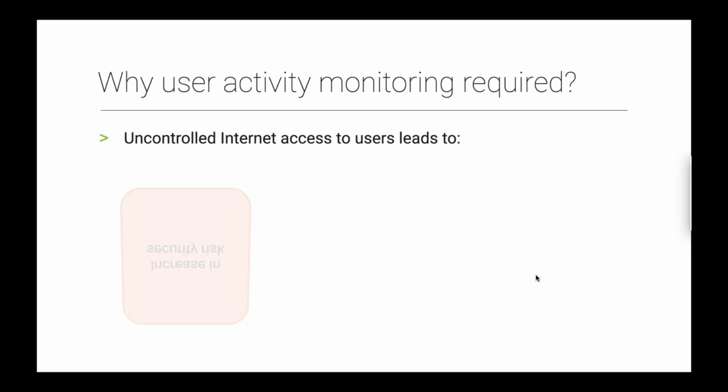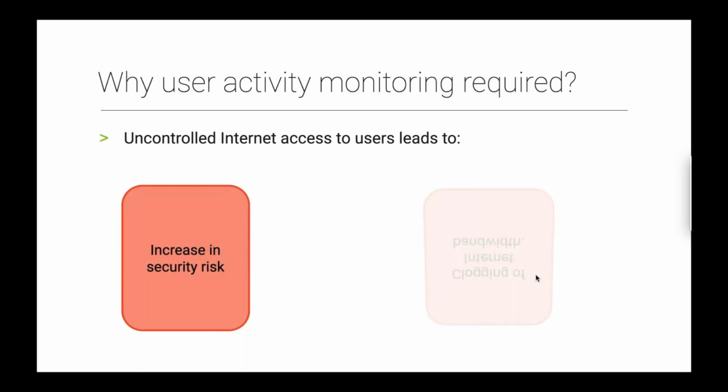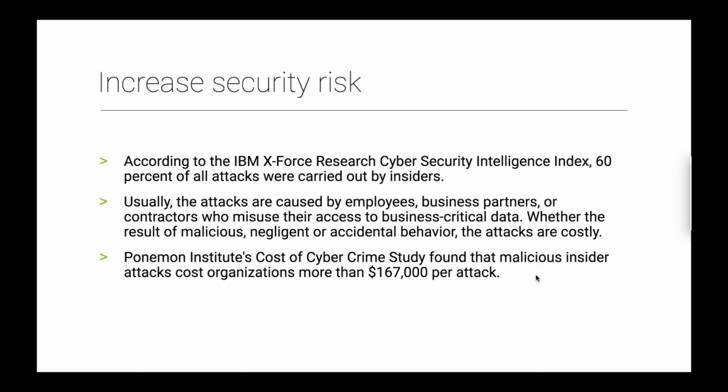Uncontrolled internet access for the users leads to two things. One, it increases security risk, and also the choking or clogging of internet bandwidth happens due to uncontrolled internet access given to the users. The users, when I say, are the employees of the organization itself. The increase in security risk is based on, for example, attacks or viruses that get into the network by human error by the employees, which can happen often.